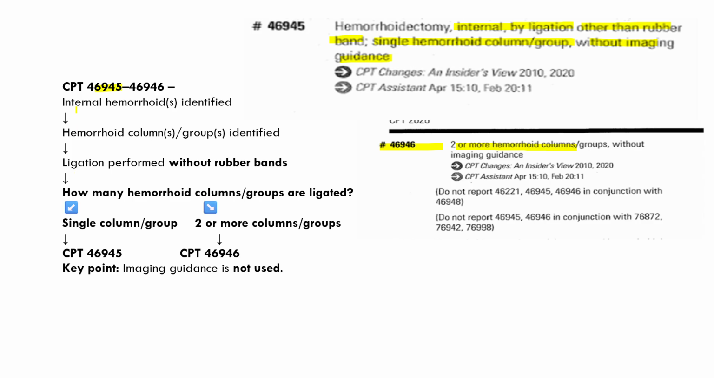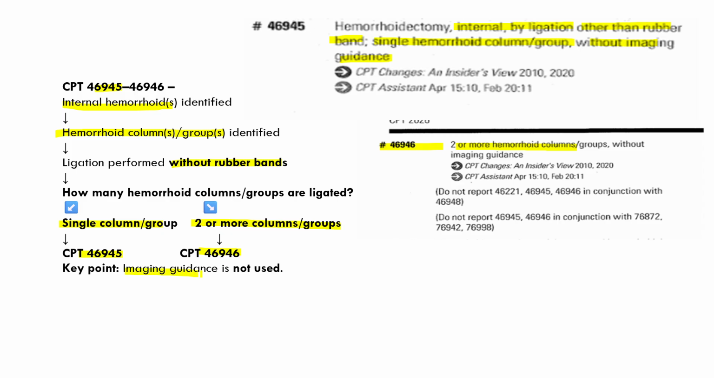Here he is identifying internal hemorrhoids. Next, he will identify the hemorrhoid columns or groups. He will not perform the ligation with rubber bands. Other than rubber bands, we can report this CPT code. For example, if he ligates with other materials like suture, in that case we can code the 46945 to 46946 CPT codes. So that's how, other than rubber bands, you need to code. For a single column or group you can report CPT 46945. Two or more columns or groups you can report 46946.